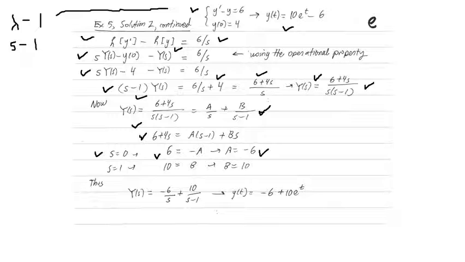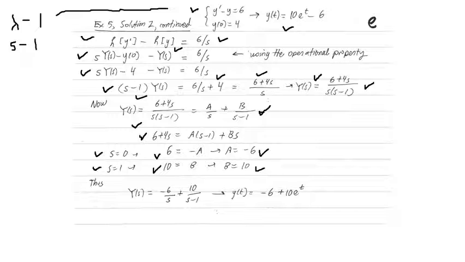Similarly, if we plug in s equals 1, we'll get 10 on the left hand side. The a term drops out, and we just get b on the right hand side. So that determines the value of b. b must be 10.